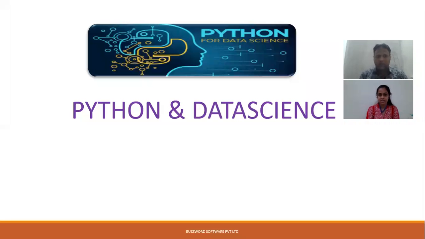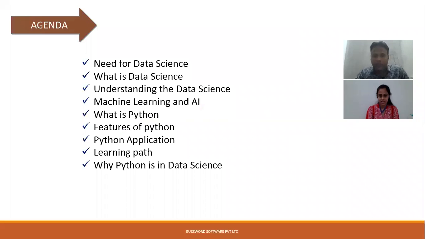So in this part, we have to cover the need for data science. What is data science? Understanding what is data science, machine learning, artificial intelligence. Then, what is Python? Features of Python, Python applications. Then the learning path: how you move to your career in Python, and why this particular language, Python, is used for data science.